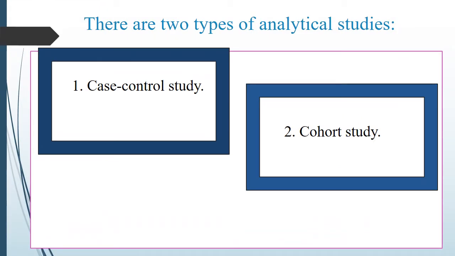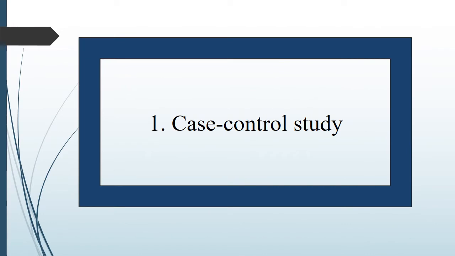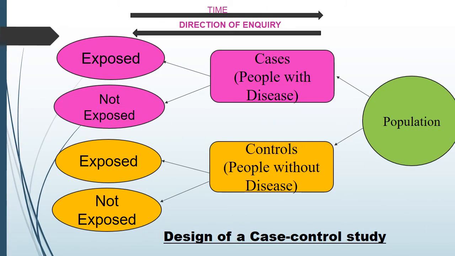There are two types of analytical studies. The first one is the case control study and the second is the cohort study. First we will see about the case control study. This is the design of a case control study. Here the population is there, and we are separating the people into case and control.